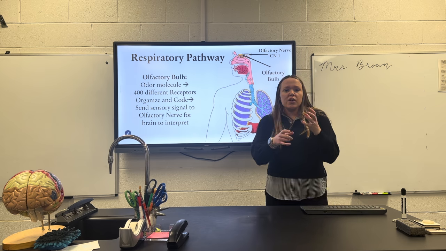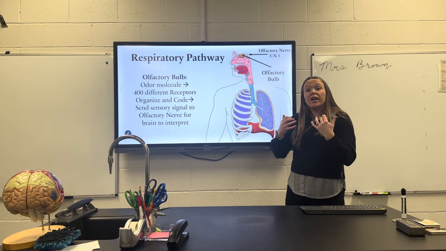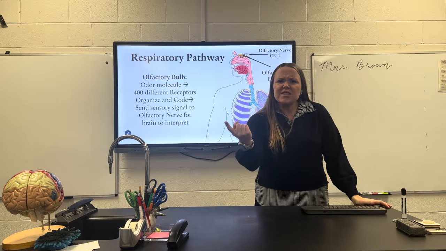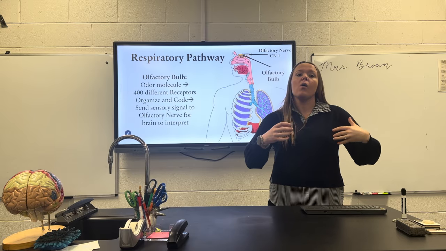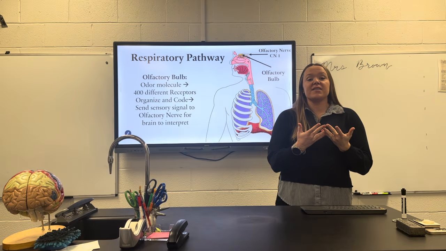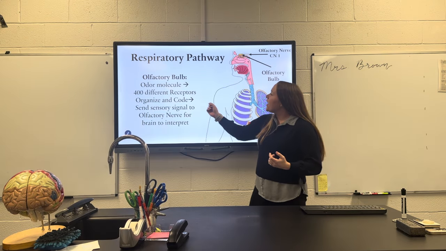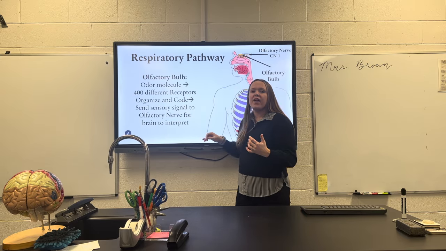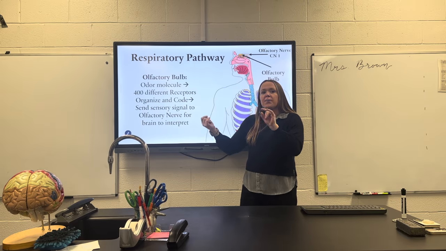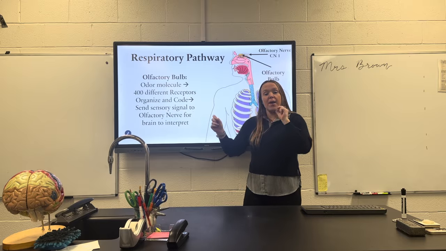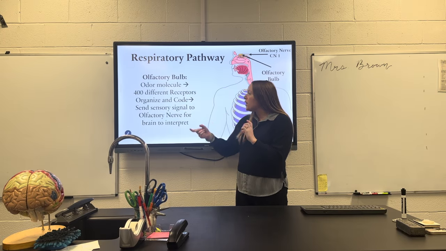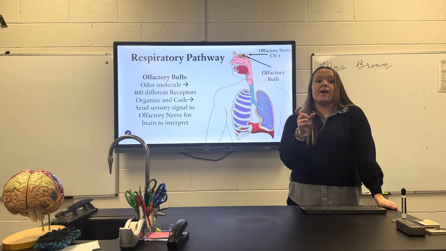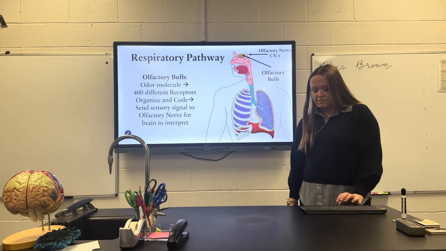But essentially, those molecules of odor are interacting with these 400 different receptors. And it's not that just one smell reacts with one receptor. Say in the case of your pumpkin bread example, the pumpkin bread could light up 50 of these different receptors, or 28 of them. And then those receptors that are buzzing off, saying, hey, there's this type of odor, will be organized and coded and then sent to the olfactory nerve for the brain to take in and process.